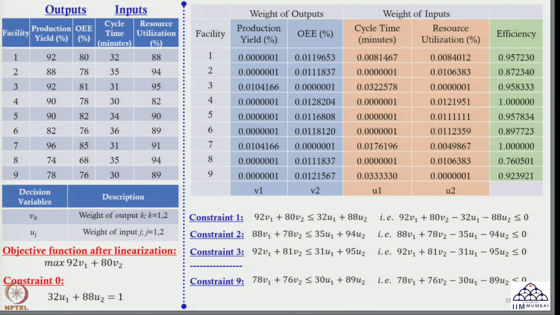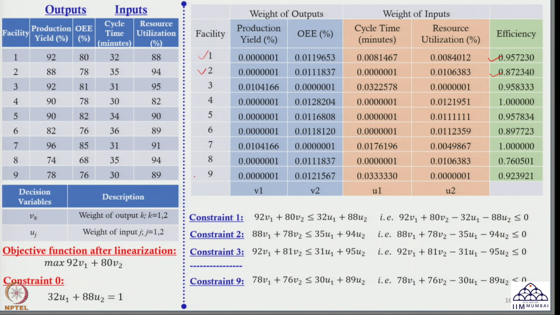If you look into these efficiency results, efficiency is nothing but the value of the objective function. When I solve for facility 1, the model which you have seen here, maximize 92 V1 plus 80 V2, the objective function will be 0.9572. It is not efficient, 95% efficient, 5% efficiency I could still achieve. Facility 2 is 87% efficient, and so on.